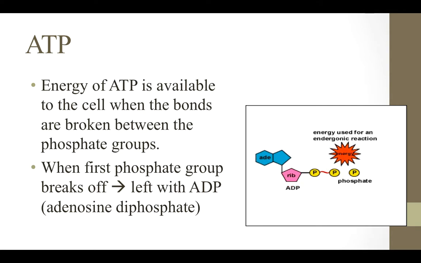Hydrolysis of the high energy bond by water releases energy used for an endergonic reaction. Energy goes into the reaction in an endergonic reaction. When the first phosphate group breaks off, we're left with ADP, which is adenosine diphosphate. It's 2 phosphates bonded to adenosine.